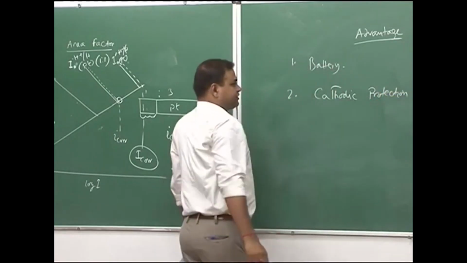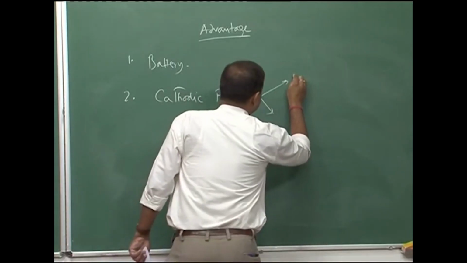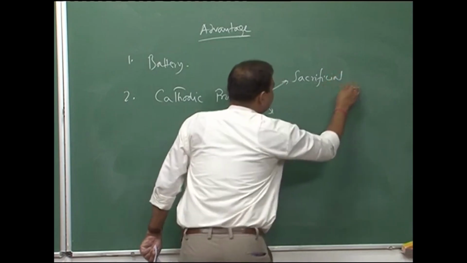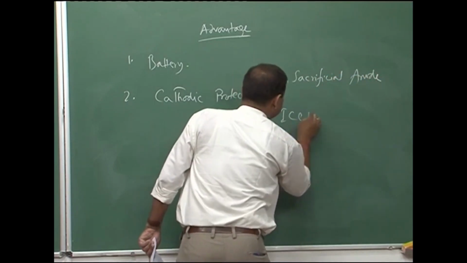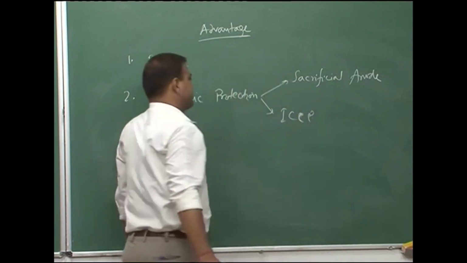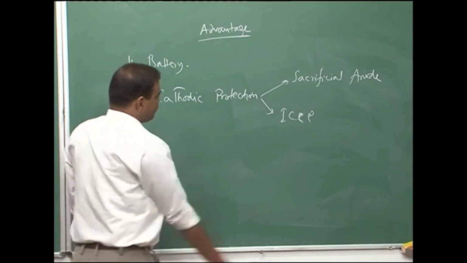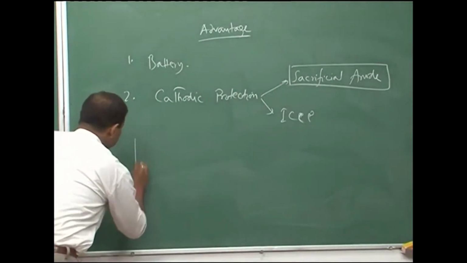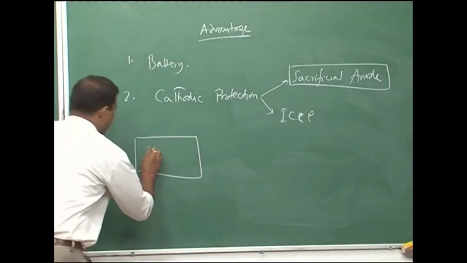And in cathodic protection, we have two ways. One is sacrificial anode and one is ICCP, which is impressed current corrosion protection or cathodic protection. So, now let us see this one, where we see most why we do galvanization of steel.